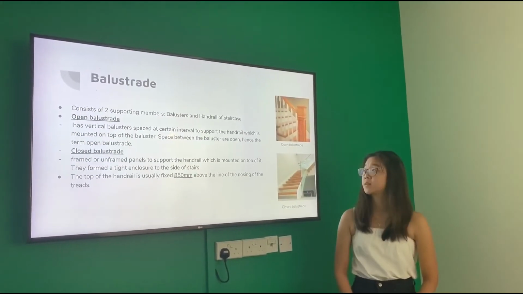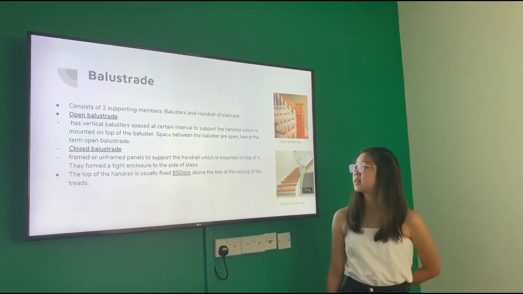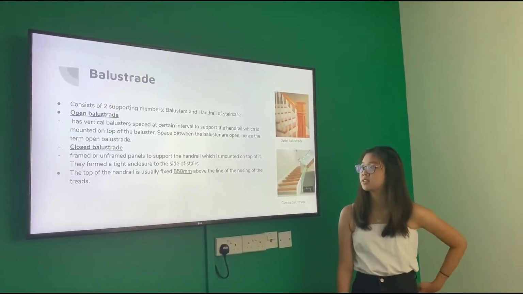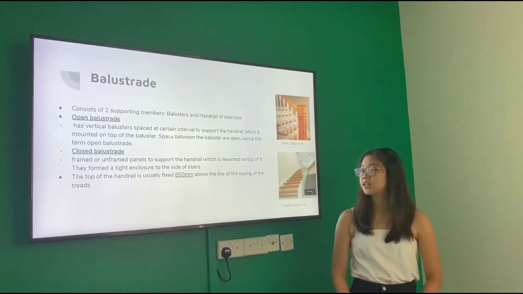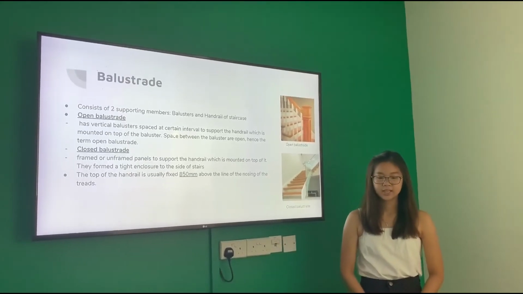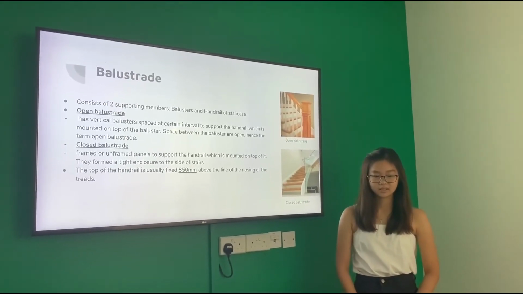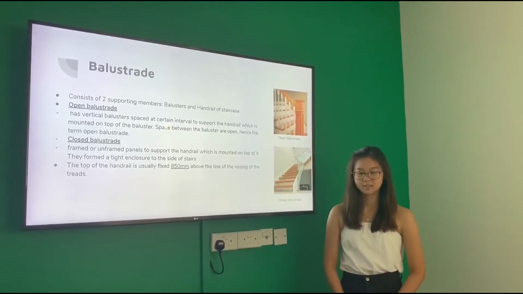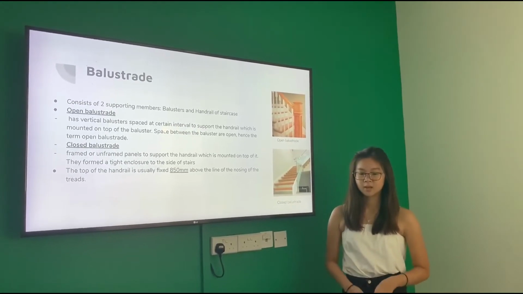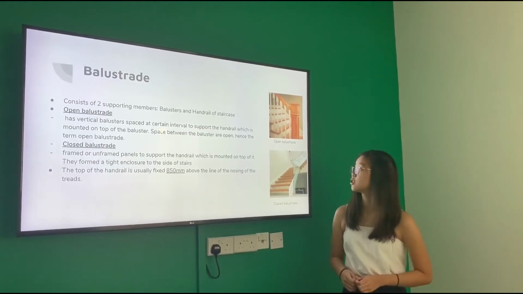Balustrade consists of supporting members, including balusters and handrails of the staircase. So there are two types of balustrade, open balustrade and closed balustrade. For the open balustrade, it has vertical balusters placed at certain intervals to support the handrails, which are mounted on top of the balusters. The space between the balusters is open and hence it is called the open balustrade.